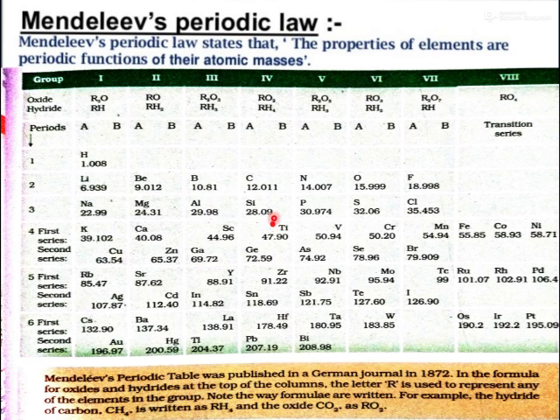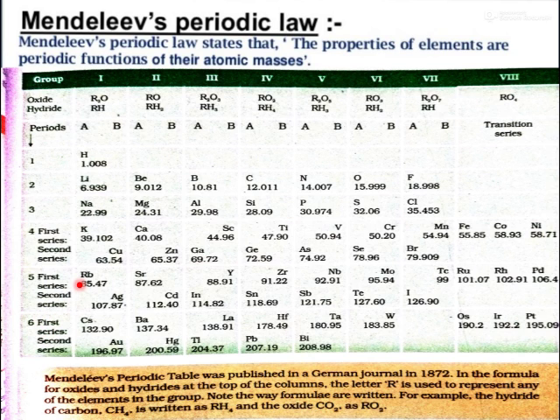These columns are known as groups, and the horizontal rows, like this first row, second row, third row, fourth row, fifth row and sixth row, are known as periods. So he arranged the elements into columns and rows. Columns are known as groups and rows are known as periods. So in Mendeleev's periodic table, there were 8 groups and 6 periods in which elements were arranged.